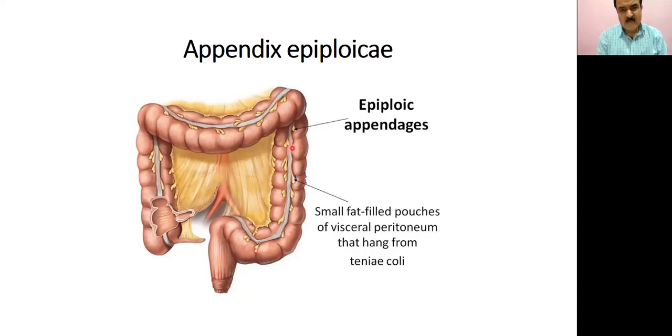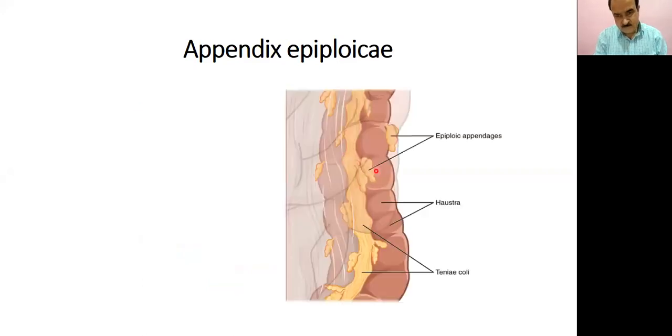Now appendices epiploicae, or what we call epiploic appendages. They are small fat-filled pouches of visceral peritoneum that hang from the taenia coli. So from the taenia coli, fatty pouches of omentum hang; they are called epiploic appendages or appendices epiploicae. Again, you can see this here is the taenia coli band, and these are the appendices epiploicae, these fat pouches.